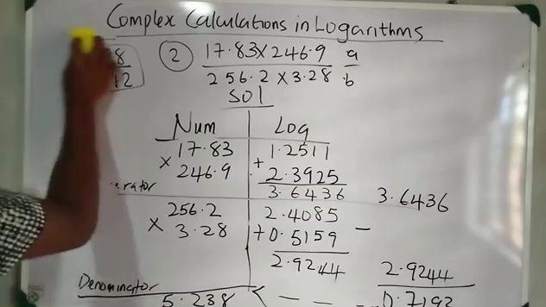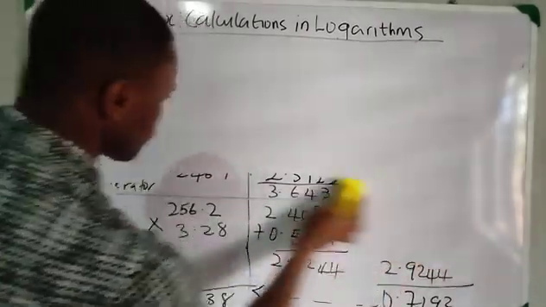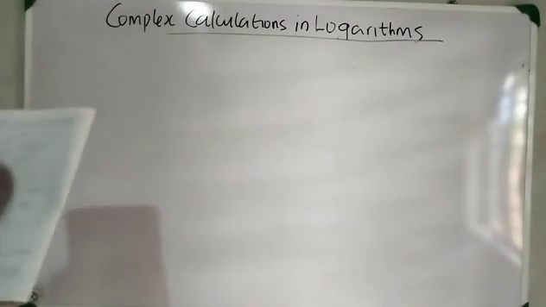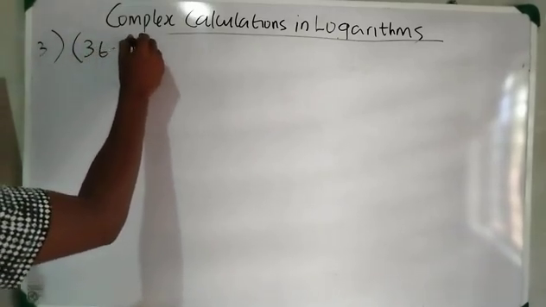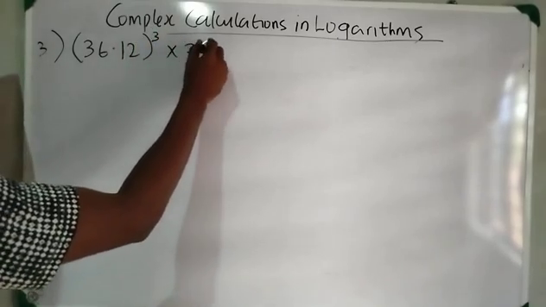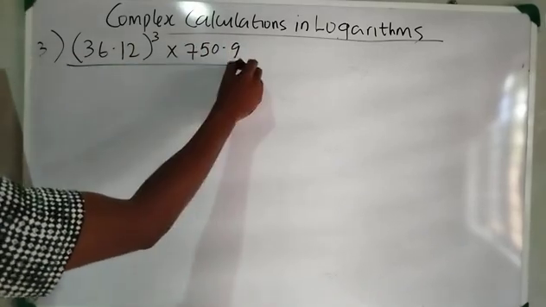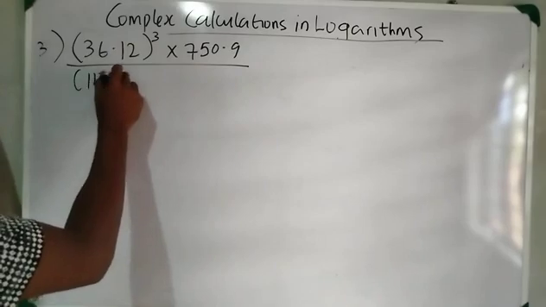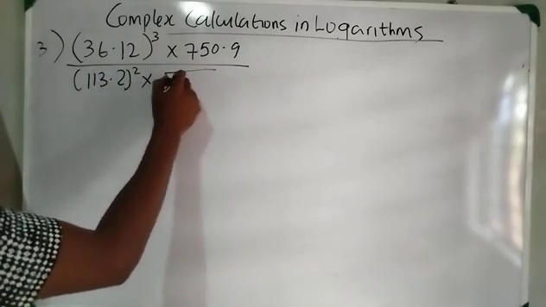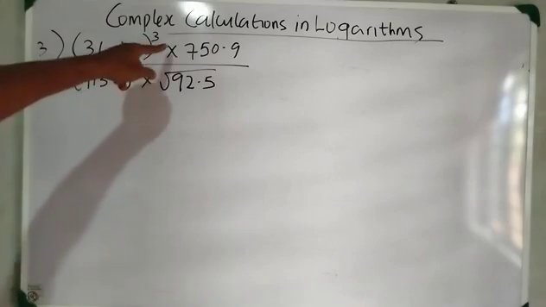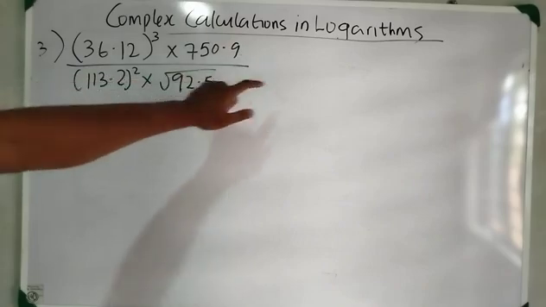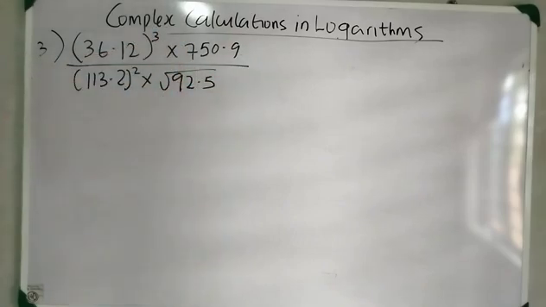Now let's take another example. Some questions always look complex, but if you understand it, it's very easy. Look at example 3. Example 3 says we should use logarithm table to solve this. When you see this, it may look difficult. You can notice in this question, there is multiplication, there is division, there is a power, there is also a root. So this is a typical example of some complex calculations we can do in logarithm.